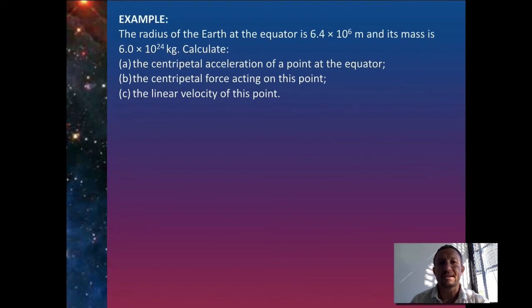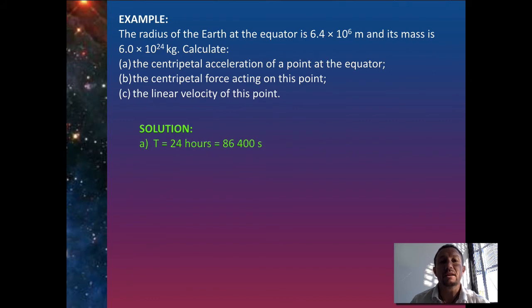So let's have a look at an example. Here we've got the radius of the Earth at the equator is 6.4 times 10 to the 6 meters, and its mass is 6 times 10 to the 24 kilograms. We're going to calculate the centripetal acceleration of a point at the equator, the centripetal force acting on this point, and the linear velocity of this point.